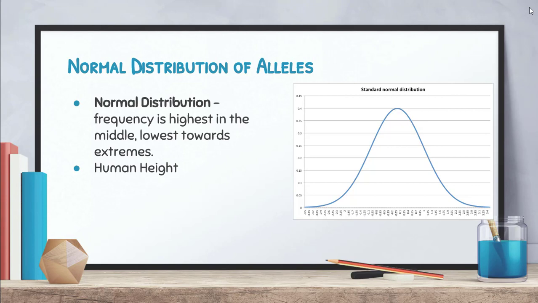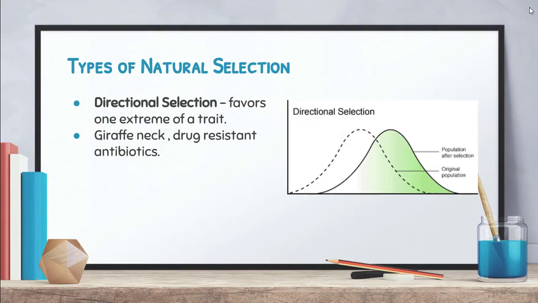Now again, that depends on a variety of different factors. That may depend on the sex of the individual. That can depend in a lot of ways on ethnicities and things like that. But keep in mind that in a normal distribution, frequency is highest towards the middle. So how can that change?